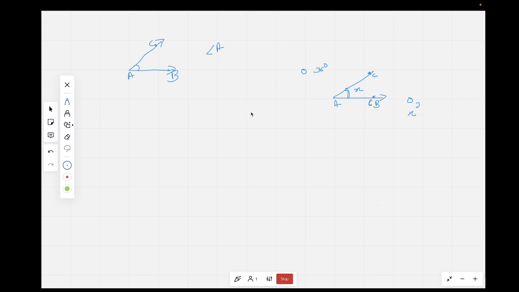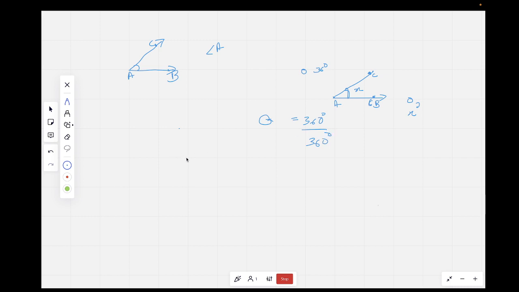So the entire turn which this line segment will make is called 360 degrees. So from 0 to the entire turn this line segment will make, that entire turn will extend 360 degrees.